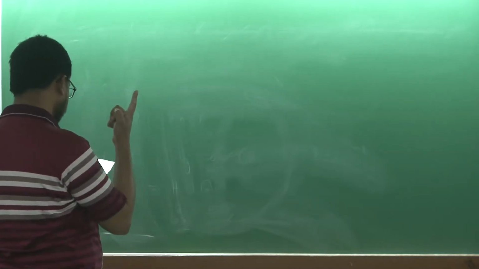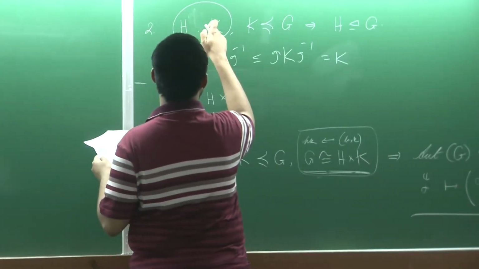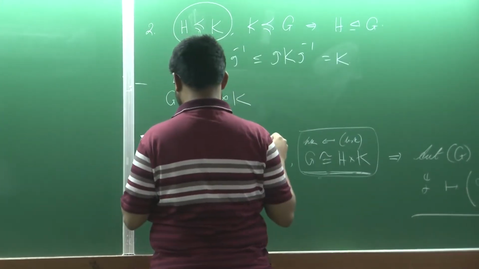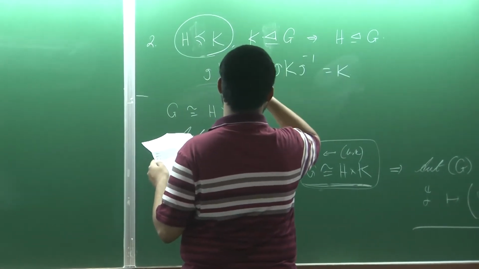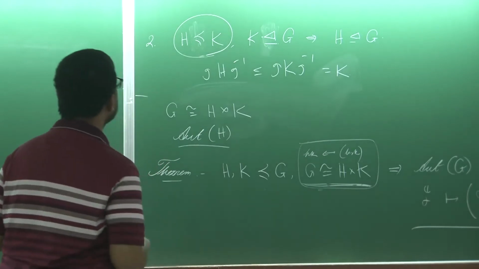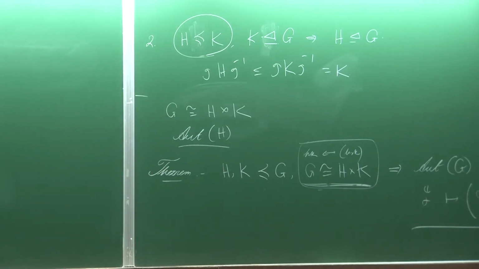I think I have made some mistake still there, no? Yes, it seems somewhat wrong. Okay, this and maybe this. Yes, this is now perfect. A characteristic subgroup is normal. Okay, fine.